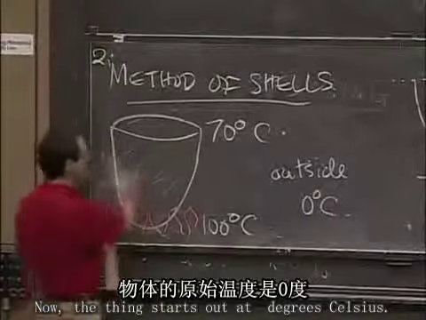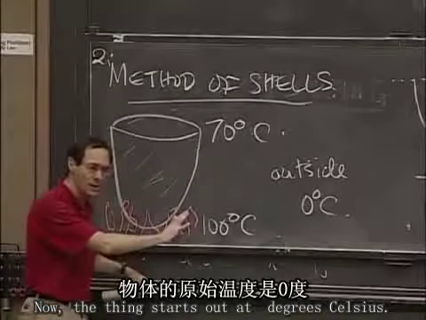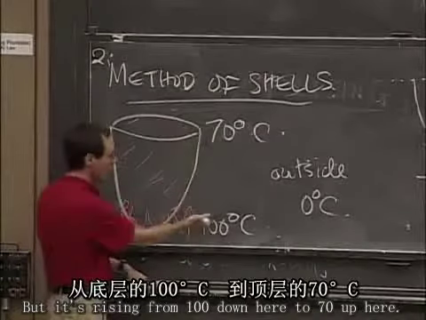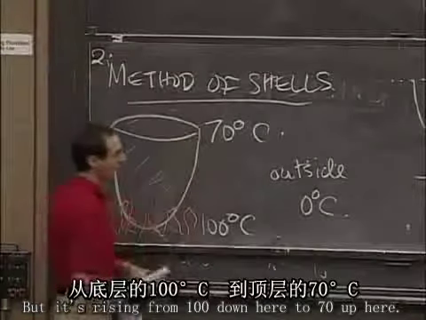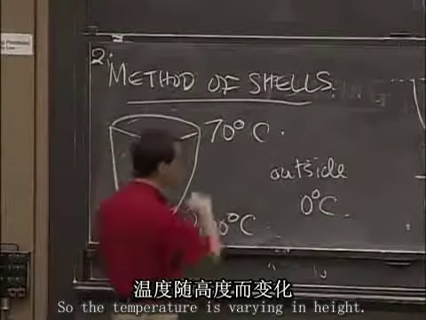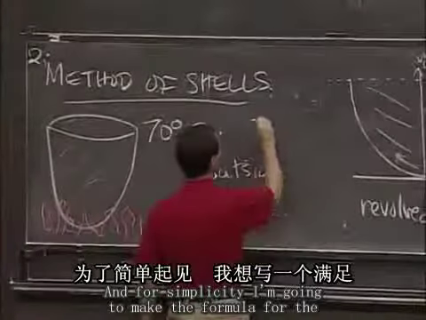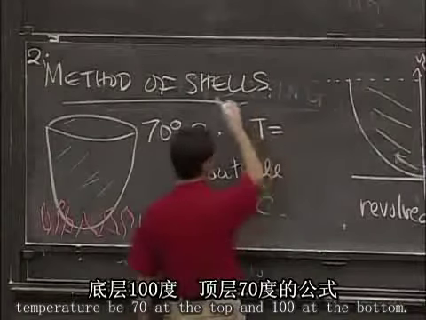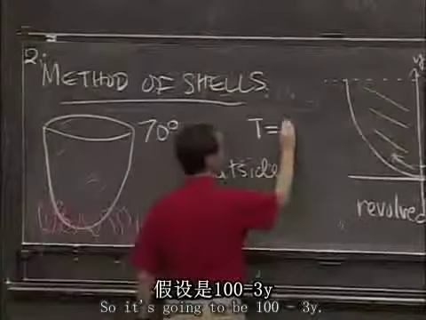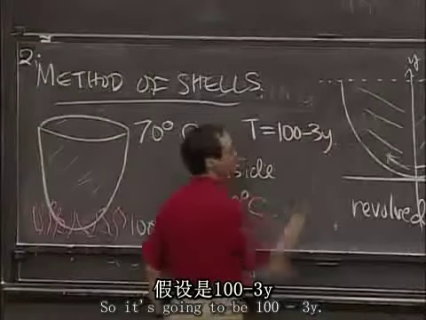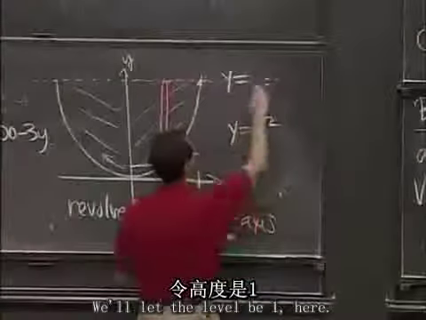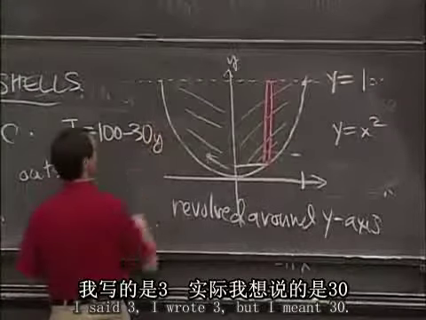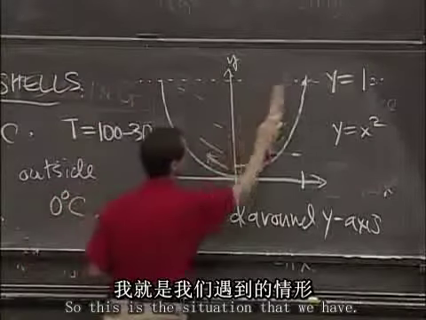Now, the thing starts out at 0 degrees Celsius, and we're going to heat it up to this temperature configuration here. But it's going from 100 down here to 70 up here. So the temperature is varying in height. And for simplicity, I'm going to make the formula for the temperature be 70 at the top and 100 at the bottom. So it's going to be 100 minus 30y. We'll let the level be 1 here. 30. I said 3. I wrote 3, but I meant 30. All right? So this is the situation that we have.